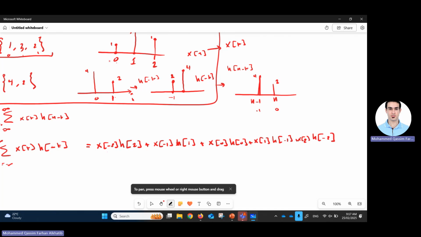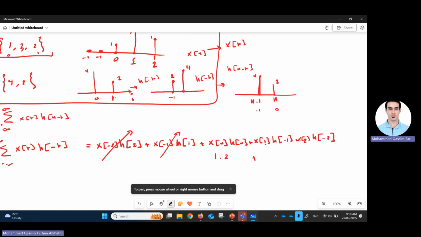x of -2. So that's -1, that's -2. What is the value there? 0. So this term is 0. What about this one, x of -1? It's also 0, it's gone. Now, what about x of 0, h of 0? x of 0 is how much? 1. What about h of 0? Here. This is my h of 0. So what is the value? 2. So I have 1 times 2. So that's the first expression.